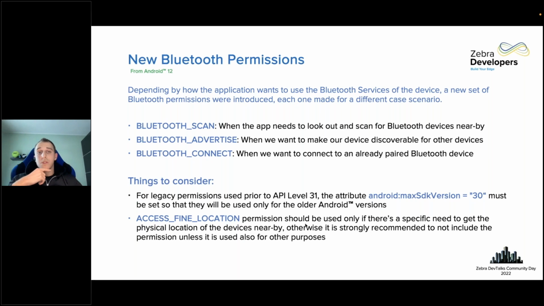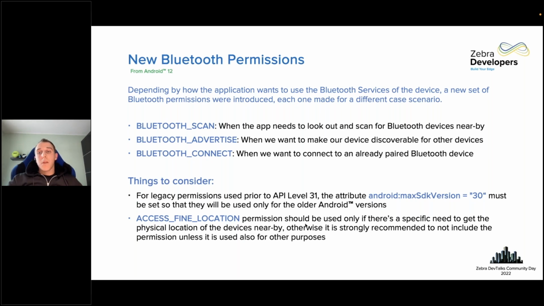Then the second one, Bluetooth advertise, is used whenever we want to make our device discoverable for other devices. And lastly, the third one, Bluetooth connect, is used whenever we want to connect our device to another paired Bluetooth one. All 3 of these are runtime permissions, so you will have to request the permissions in the normal way, and the user will have to accept them. And there are also 2 things to consider here.